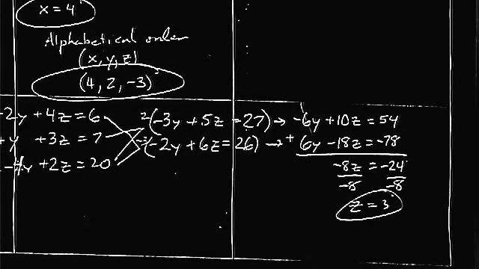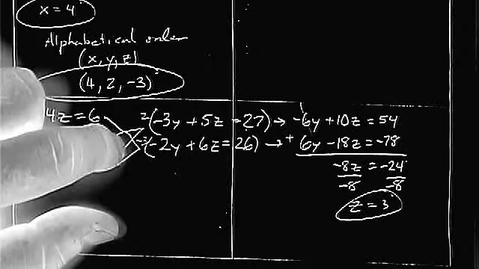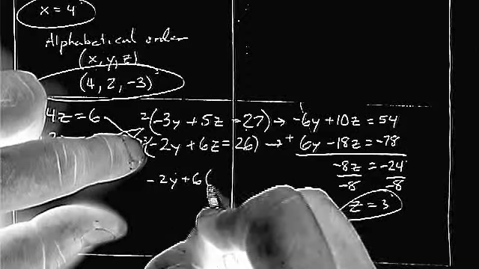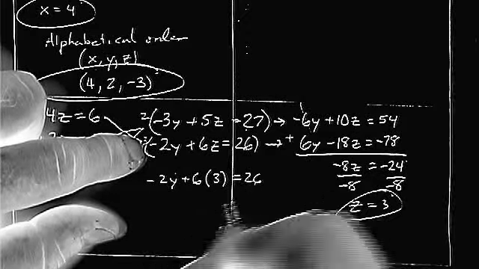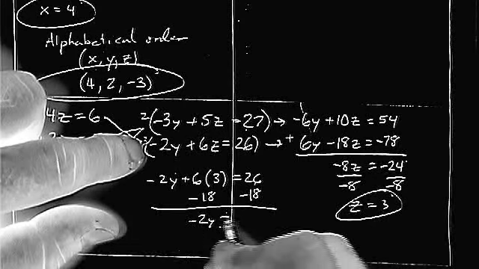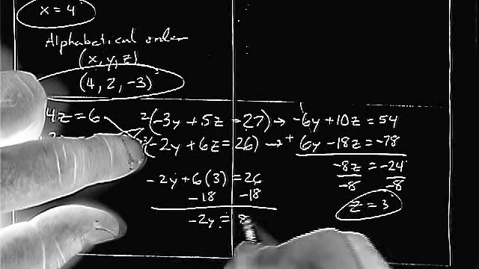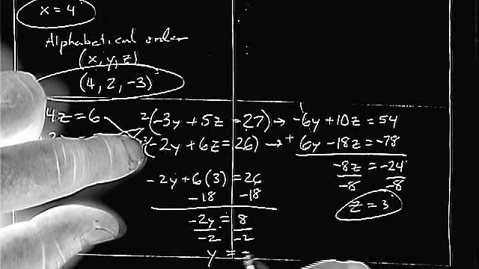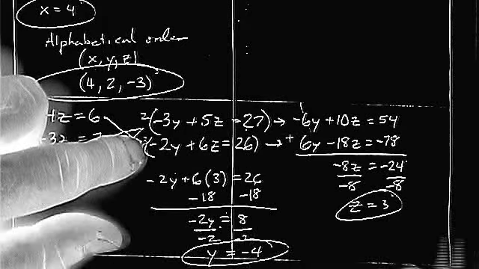Okay, now I need to start the process of working backwards. Pick an equation that just has y's and z's in it. So like negative 2y plus 6 times 3 equals 26. That's 18, so I'm going to subtract 18 from both sides, giving me negative 2y equals 8. So y equals negative 4.